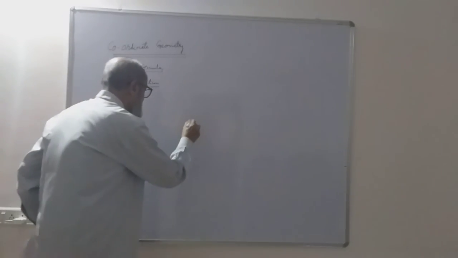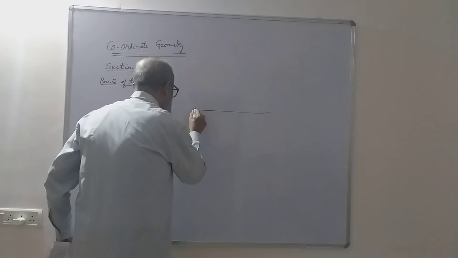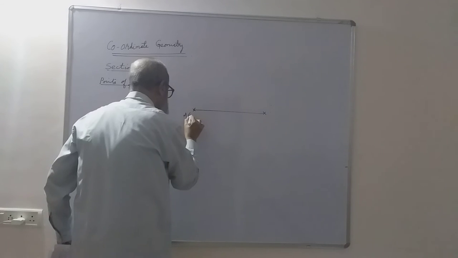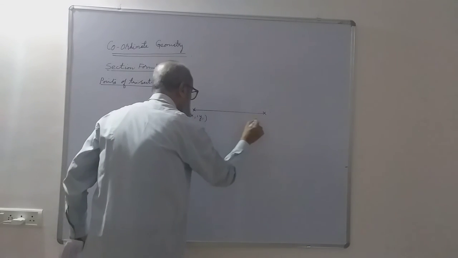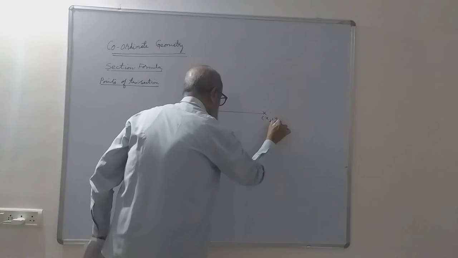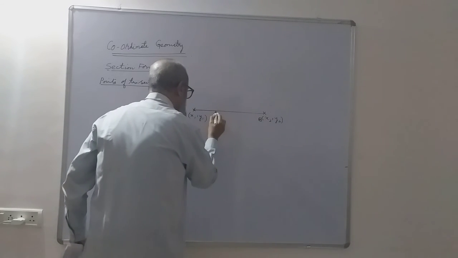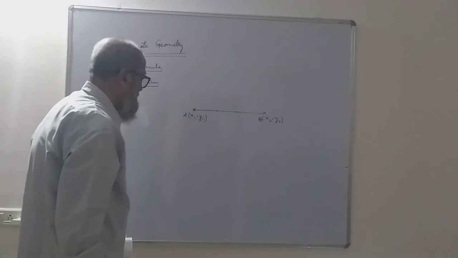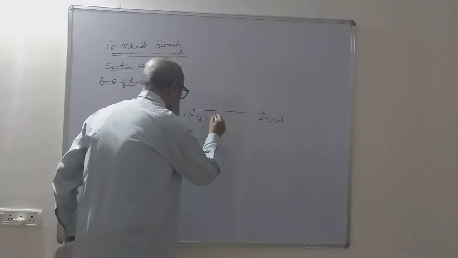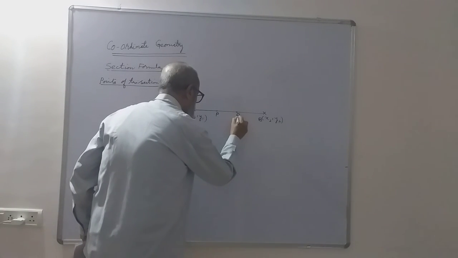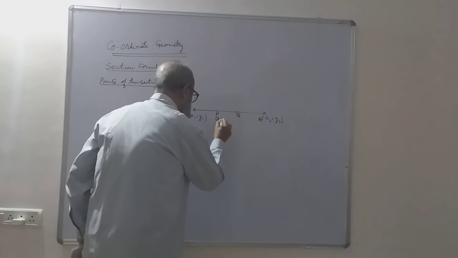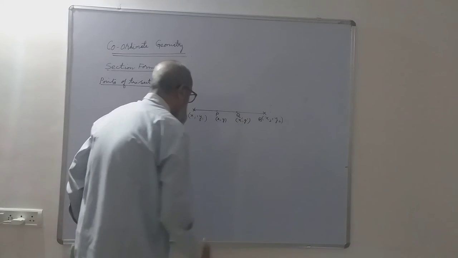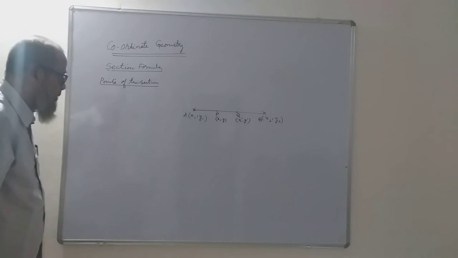Points of trisection means cutting a line into three equal parts. Suppose I have a straight line. One end is X1, Y1, at the other end is X2, Y2. This is A and this is B. I want to divide it into three equal parts. So you will get two points here. They are called points of trisection. One point let me call as P and the other one as Q. Let the coordinates of P be X, Y and the coordinates of the point Q are X dash, Y dash.